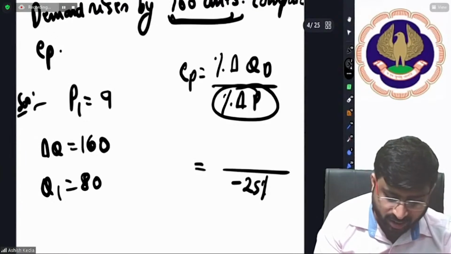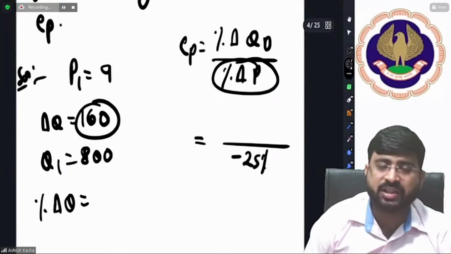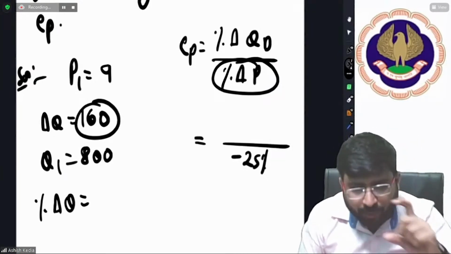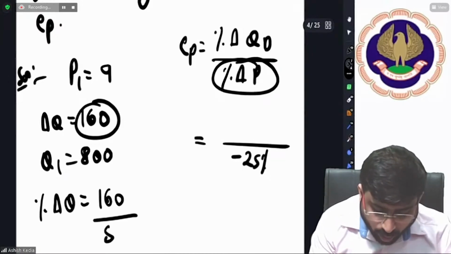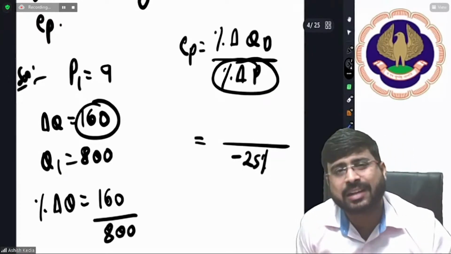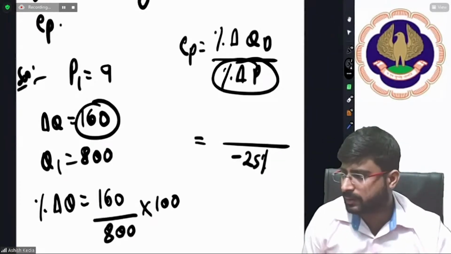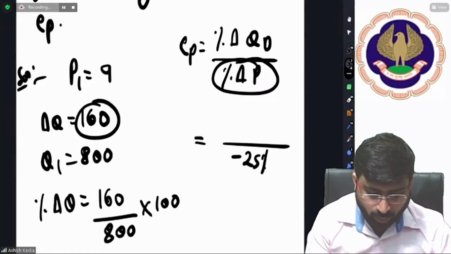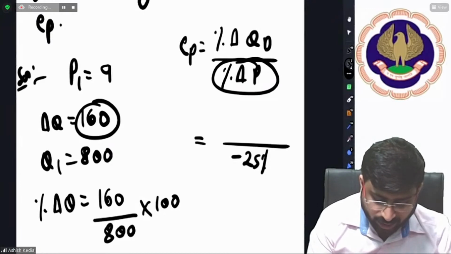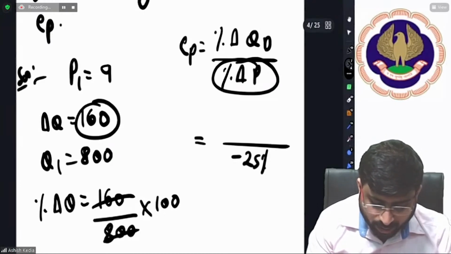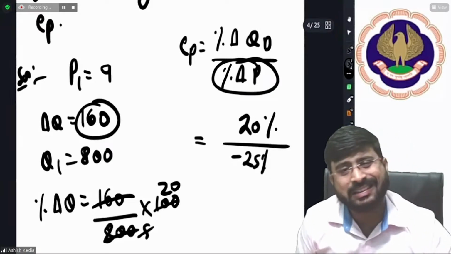It is 800. You all know the percentage change in quantity. It is the change in quantity, that is, by how much it has increased or decreased. So it has increased by 160, so plus 160, by the original quantity, which was 800, into 100. So when we calculate, we get 20. So we will put 20% here, isn't it, friends?